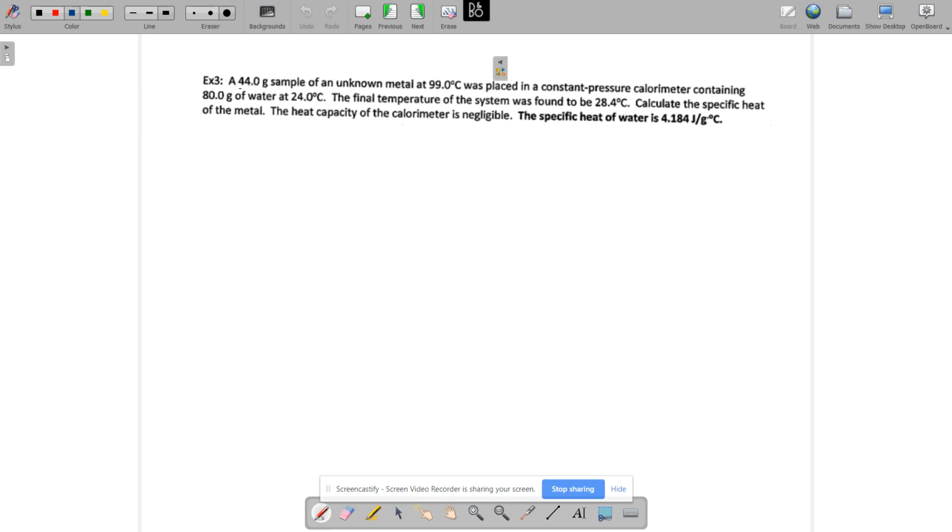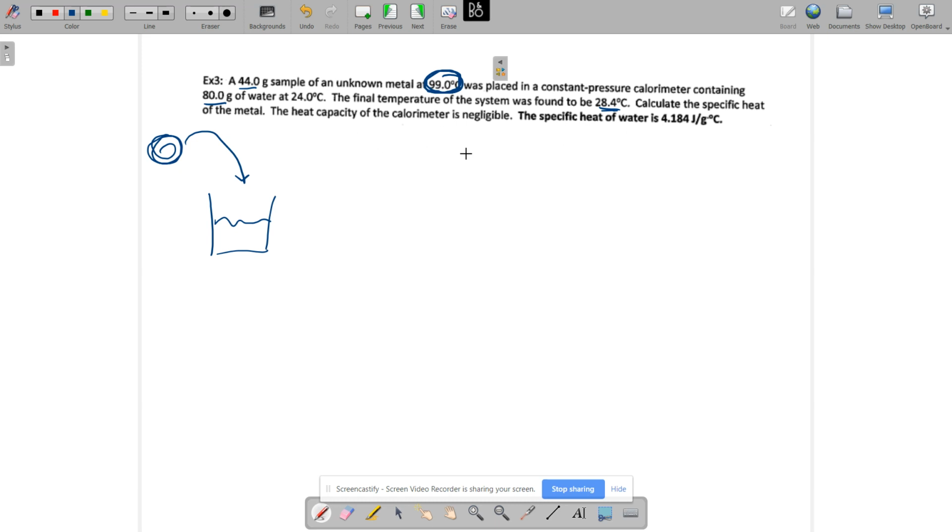So you have a 44-gram sample of an unknown metal at a smoking hot 99 degrees. It was placed in a constant pressure calorimeter containing 80 grams of water. So you have this super hot metal, and you're putting it in the cup calorimeter that has room temperature water. Not surprisingly, the final temperature of the system, the water with the hot metal, goes up to 28.4 degrees. It says calculate the specific heat of the metal.